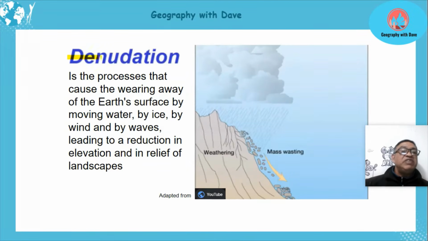Then the concept of denudation. What is this? It is the process that causes the wearing away of the Earth's surface by moving water, ice, wind, waves, leading to a reduction. It can be in the elevation or relief of landscapes. Look at this. This is being weathered. There's some rainfall, possible weathering. You understand? Erosion, weathering, and what's happened to this material. And this is more like a cliff, eh? If you looked at your slope elements, the section you did before this, this is a cliff.